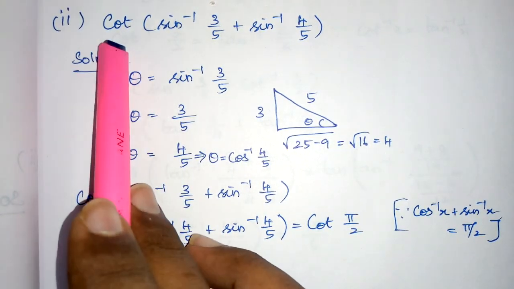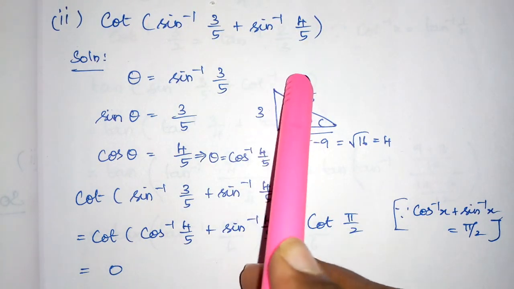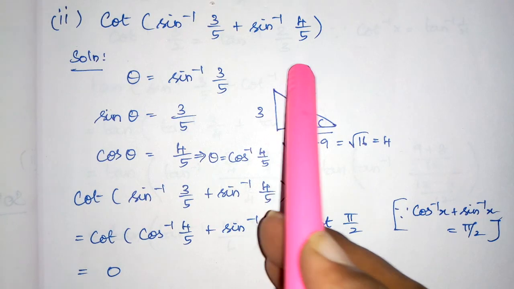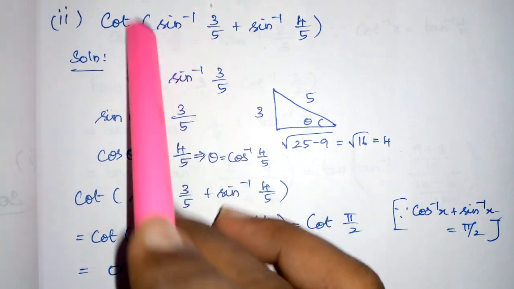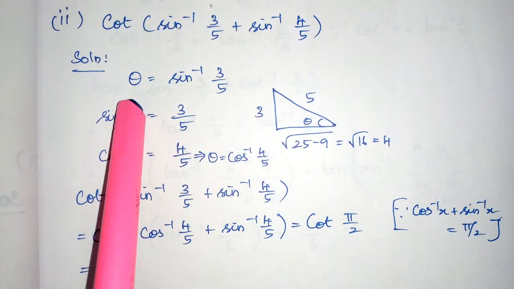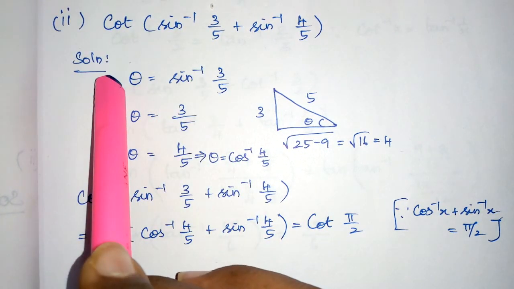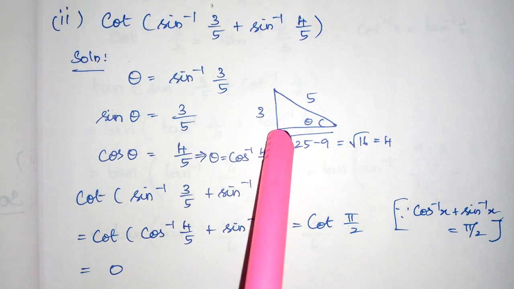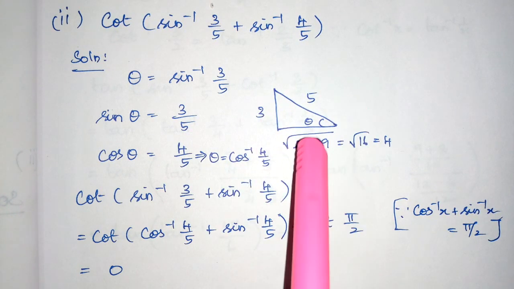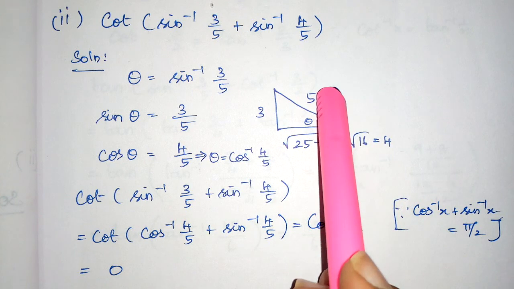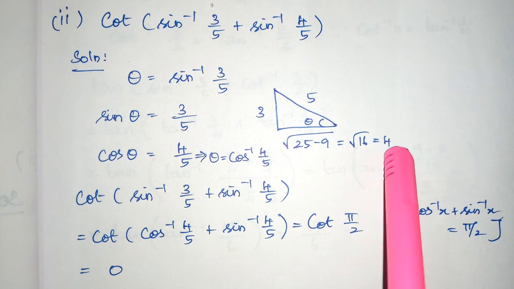Subdivision 2. Cot of sine inverse of 3 by 5 plus sine inverse of 4 by 5. Okay. So now I have to convert these two terms into cot inverse or something like that. So first I am going to take this sine inverse 3 by 5 as theta. Assuming that theta is equal to sine inverse of 3 by 5, sine theta is equal to 3 by 5. Now putting in the reference triangle, this is the opposite side and this is the hypotenuse. So 3 and 5. To find the adjacent side, it is the square root of hypotenuse square, 5 square is 25, minus opposite side 3 square is 9. So it is root 16 and it is 4.